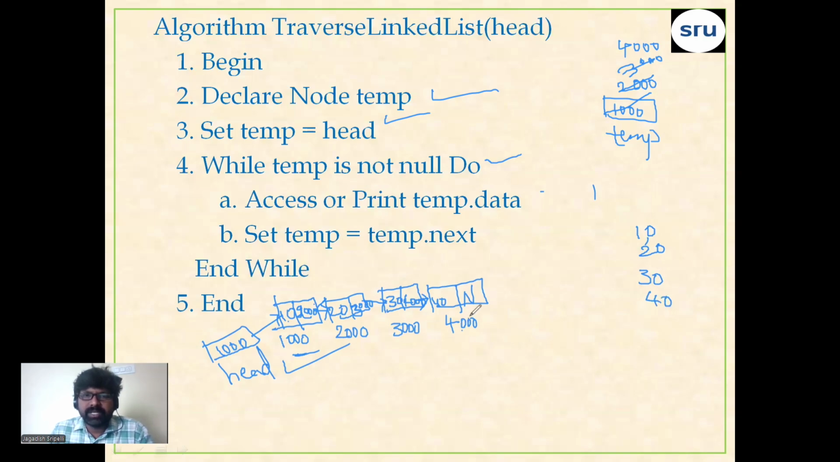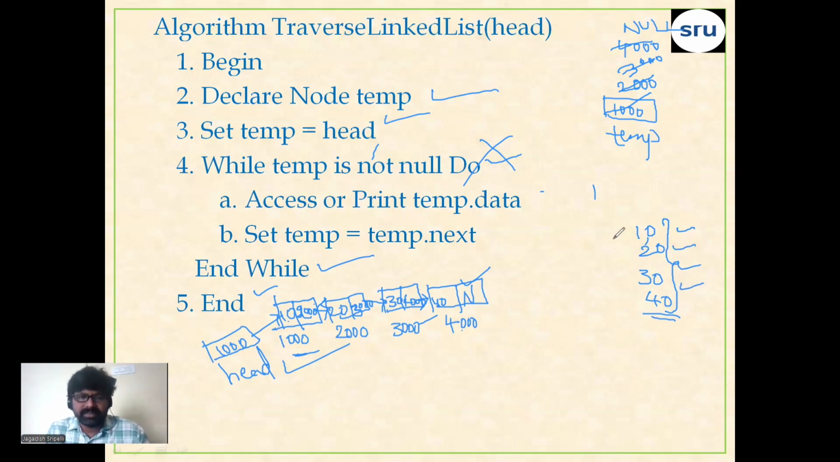Next, temp equals temp next. Temp next means 4000's next is what? 4000's next is null. Now temp is null, so the condition "temp is not null" fails. Condition fails. Come out of the loop. Next, end. So after ending the loop, we have printed 10, 20, 30, 40. So this is the way we can traverse the list.